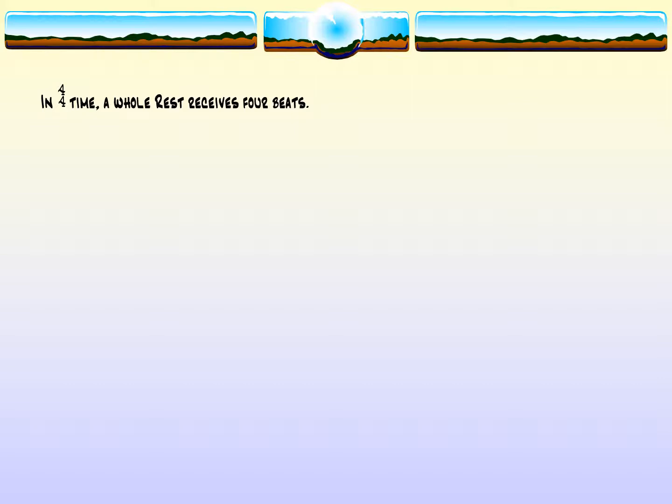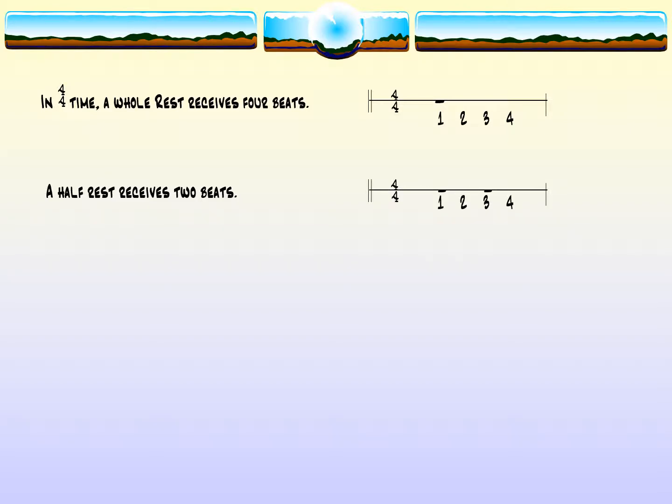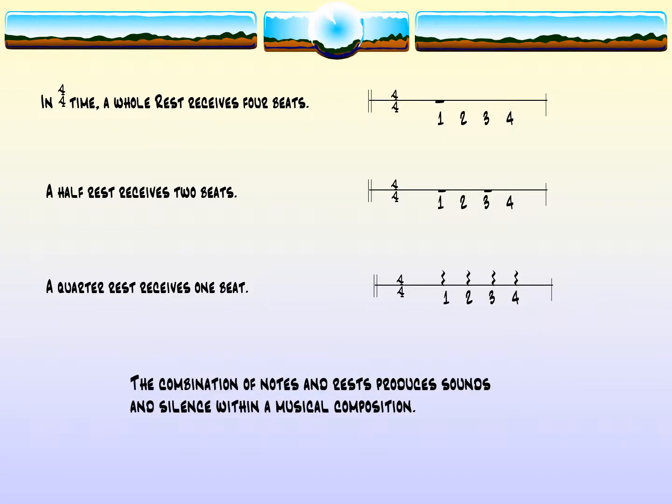In 4/4 time, a whole rest equals 4 beats. In 4/4 time, a half rest receives 2 beats. And in 4/4 time, a quarter rest receives 1 beat. The combination of notes and rests produces sounds and silence within a musical composition. Both are necessary for music to be played.